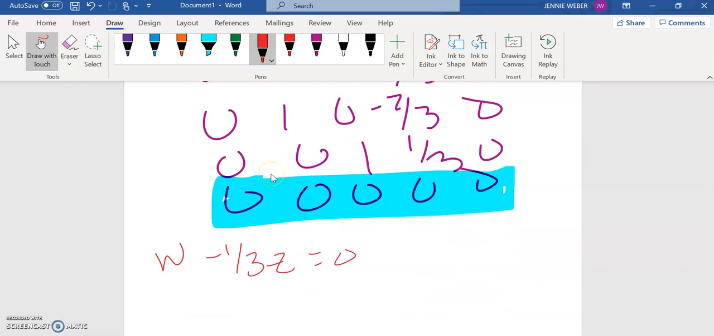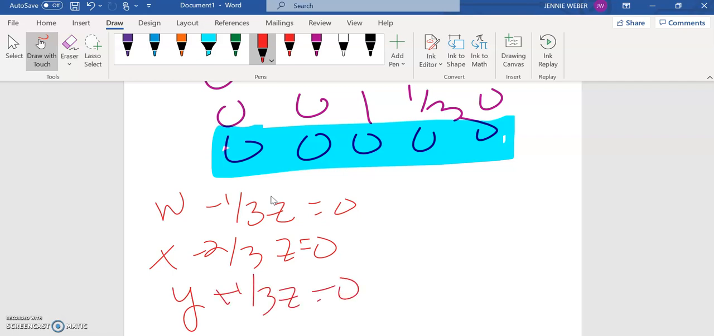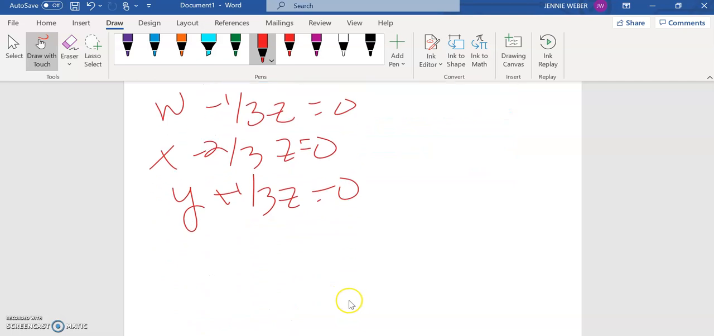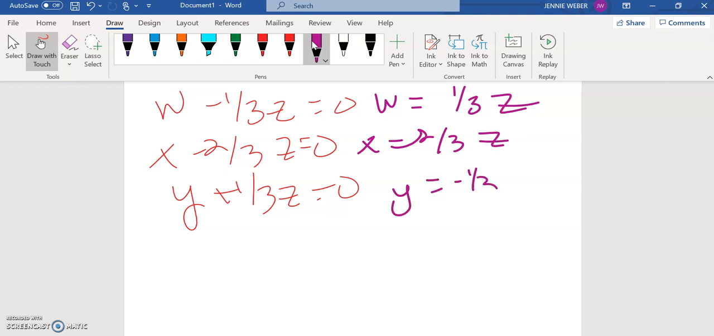Then the next one shows x minus 2/3 z equals 0. Put that, and then y plus 1/3 z equals 0. And then the bottom one, we don't have one. So again, convention is we're always going to write all these, you'll notice, are in terms of the missing z term. So when you write this, I'm going to solve each one of these now for their component variables. So all I'm doing is moving that over, solving it. X equals 2/3 z and y equals negative 1/3 z.